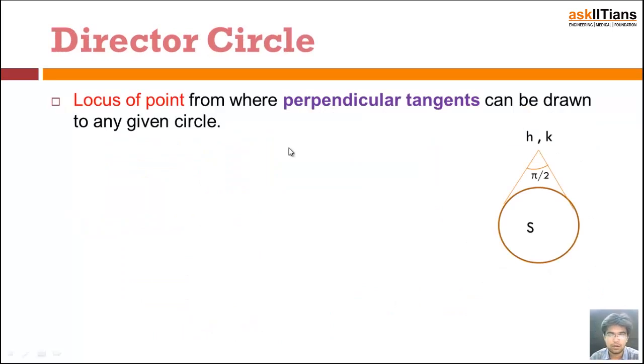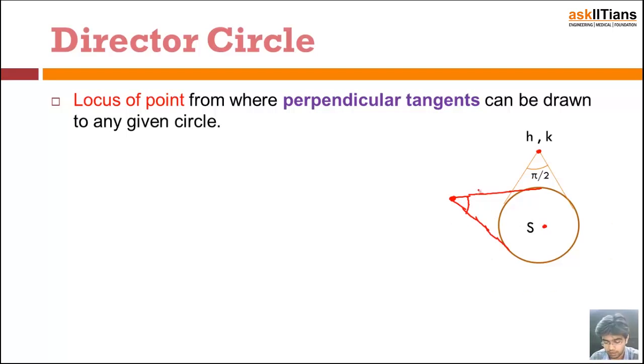Let's move to another important thing, that is the director circle. A director circle is nothing but the locus of a point from where perpendicular tangents can be drawn to a given circle. Let's suppose we have this point (h, k). Again we can draw two tangents from this outside point. If these two tangents are perpendicular, we need to find the locus of this point (h, k). I can draw two tangents from here as well. It will depend upon the distance of this point from the center. So this can be perpendicular. Similarly, there can be lots and lots of points from which the tangents will be perpendicular.